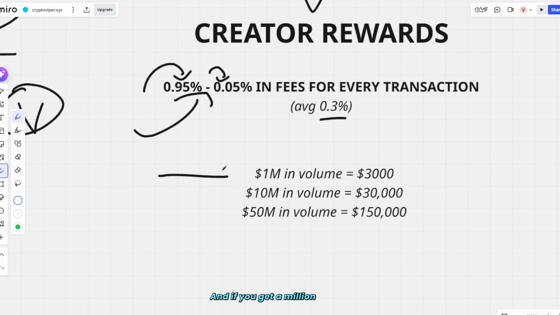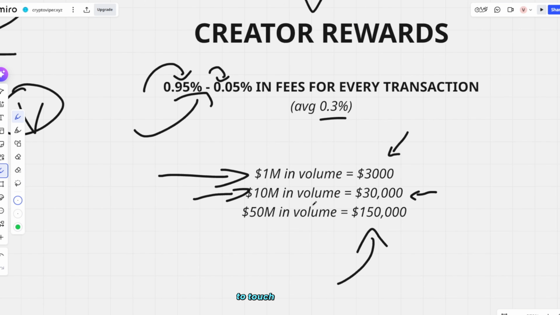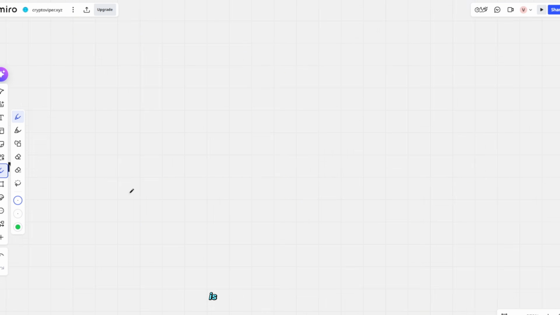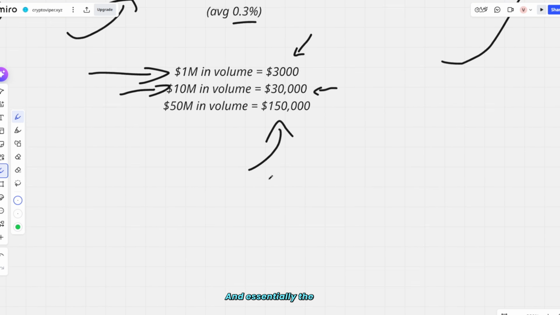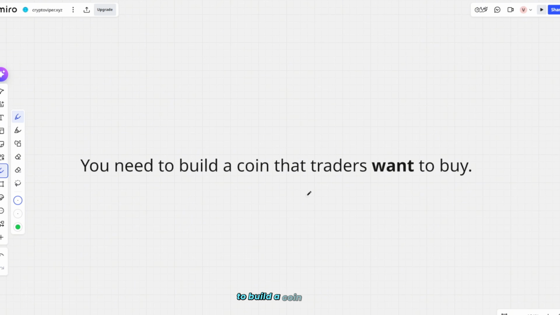If you get $1 million in volume, on average you'll make $3,000. $10 million in volume, you'll make 30K. $50 million in volume, you'll make $150,000. And you don't need to touch the charts or even look at them once. The beauty of this strategy is you make money on the way up and on the way down. Essentially, you need to build a coin that traders want to buy. It's really not rocket science. You don't need to be a genius or a developing mastermind to make money.